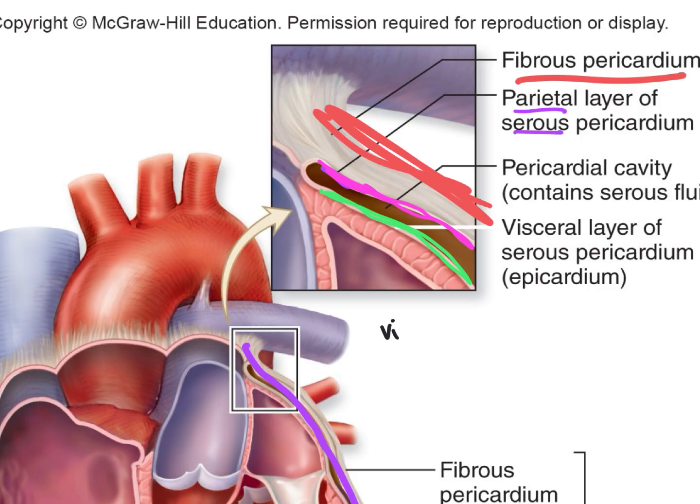So visceral pericardium is equal to the epicardium. Same thing. Okay, or the surface of the heart itself. So the fibrous layer holds the heart in place. It's made up of mostly connective tissue. It actually provides kind of a volume limit to what the heart can take up.